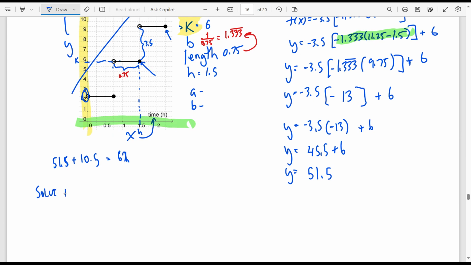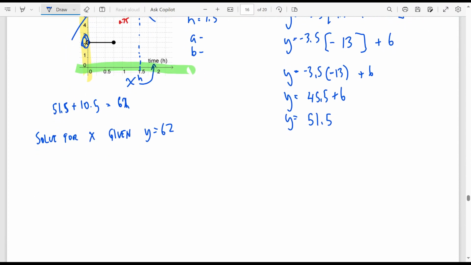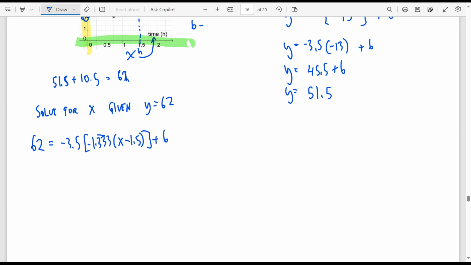So solve for x given y is equal to 62. So we use that same rule. And I'm going to have negative 3.5, negative 1.333 repeating. Then I'm going to include an x, the unknown, minus 1.5 plus 6. Now again, our objective is to work our way in to this x value right here. So we are going to try and work our way towards that x value.